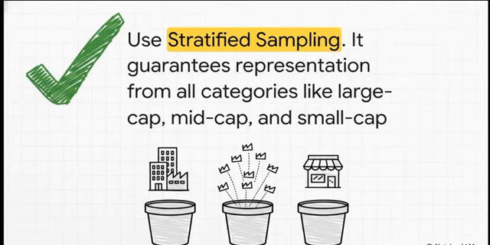Stratified sampling is the only one that forces you to dip your bucket into the large cap pool, the mid cap pool, and the small cap pool. It gives you the most complete and accurate picture of that whole portfolio.